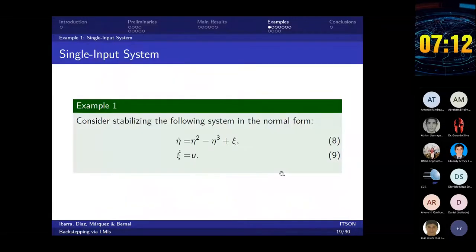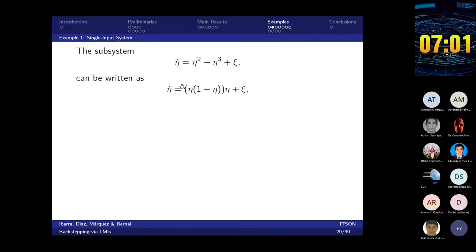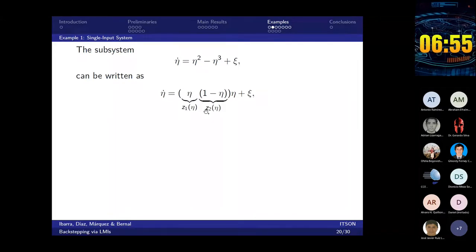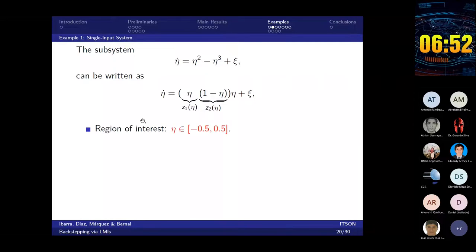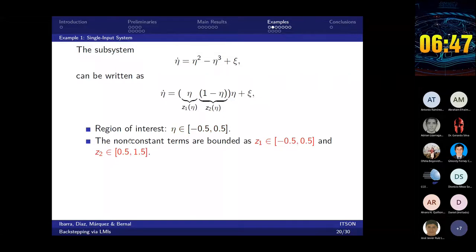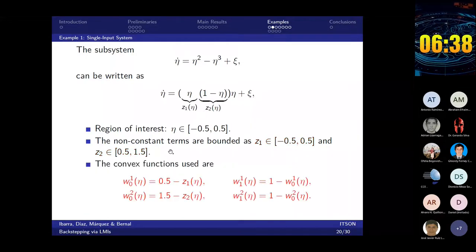Now, some examples. The first one is a single input system in this form. We will take equation A as our first subsystem. We can rewrite it as shown here, and we can choose these non-constant terms. Say I want to stabilize for the region of interest shown here. And with this information, we know that the bounds of the non-constant terms are the ones shown here. With all this information, we can construct the convex functions that are shown below here.